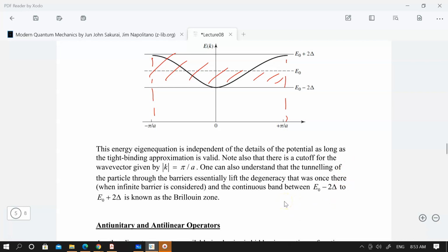The next thing that we want to look at is the idea of time reversal operators, and the time reversal operators involve anti-unitary and antilinear operators.